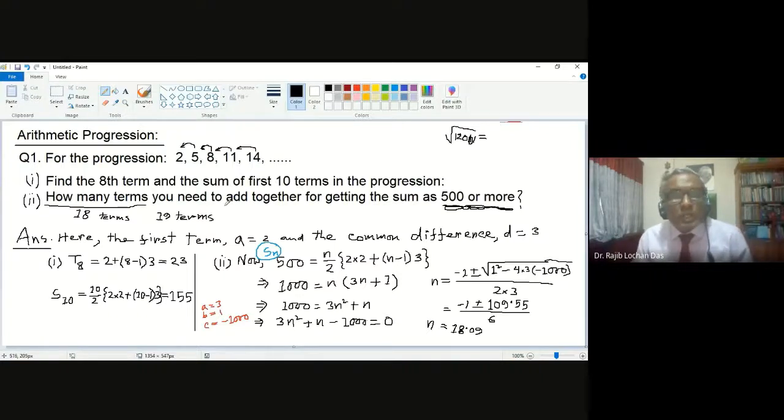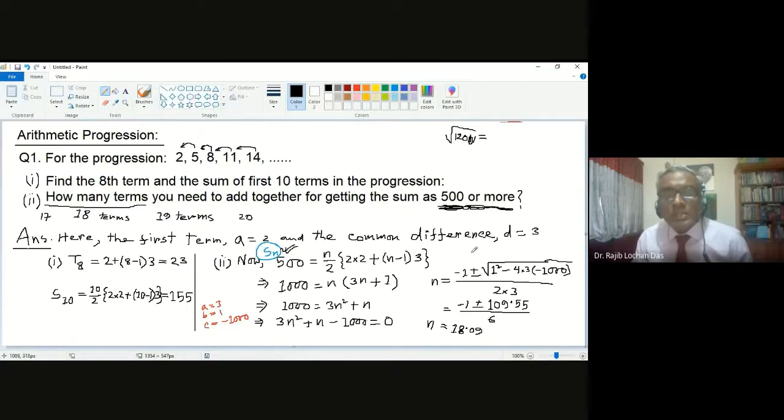So it will be 18 terms or 19 terms. Maybe 17 terms, maybe 20 terms, possible, but not a fraction, right? Now the question is which one you will take. Will you take 18 or 19? You will take 19. Why? Because in the question they said the total summation will be 500 or more. So you will take 19 terms.